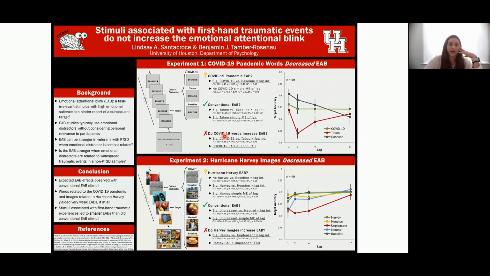So experiment 2, I used images that were related to Hurricane Harvey. So I used images from the hurricane that happened in Houston compared to matched images of just Houston, and then the classic unpleasant and neutral baseline stimuli. And I again found that there was no emotional attentional blink from Hurricane Harvey related images, which suggests that stimuli associated with firsthand traumatic events do not increase the emotional attentional blink. Full stop.